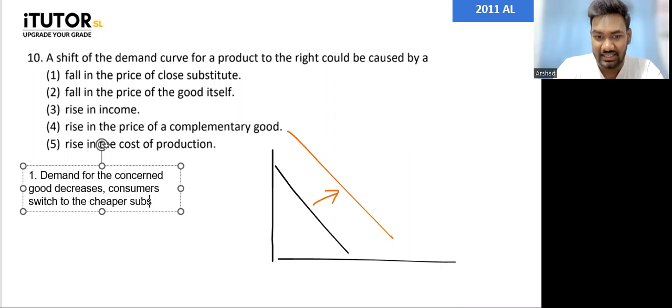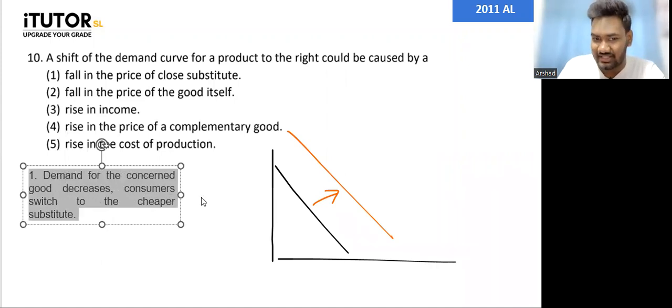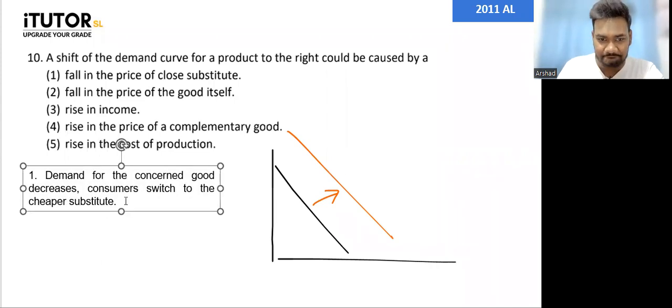Is that part clear, guys? If the substitute product becomes cheaper, everyone would go and buy that. So everyone is buying that, which means the demand for your good will decrease. That means it's a leftward shift, not a rightward shift. We are looking at a rightward shift, so that can't be our answer. We look at the second one.